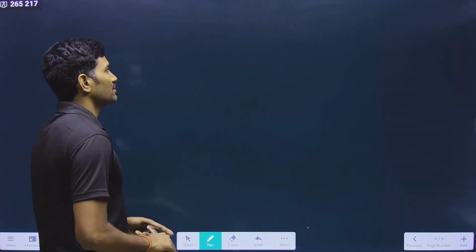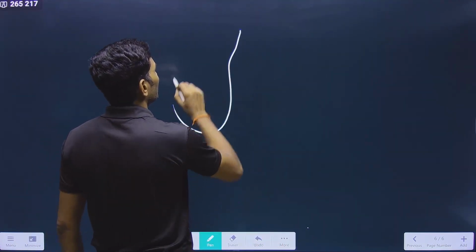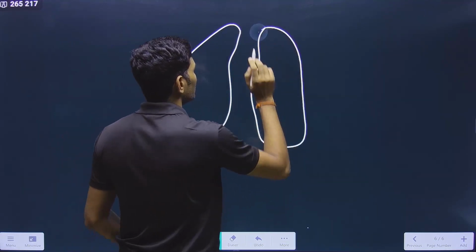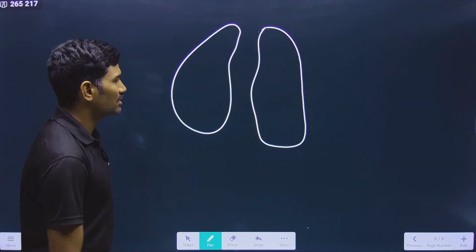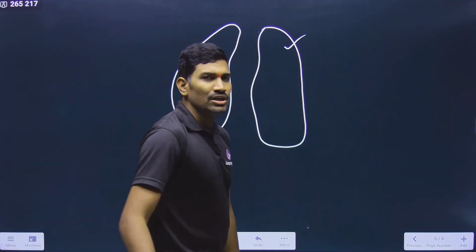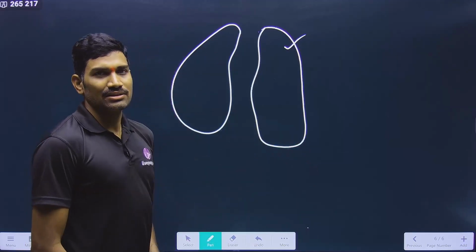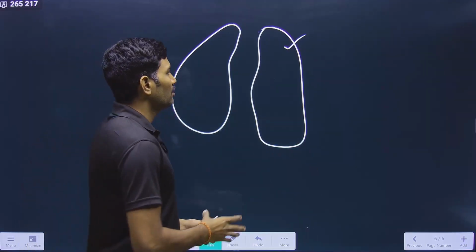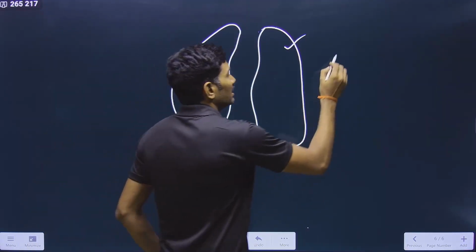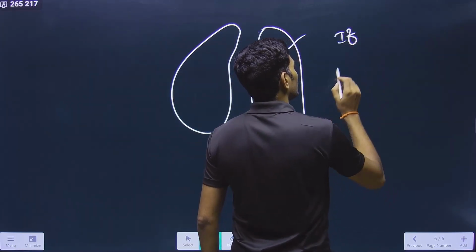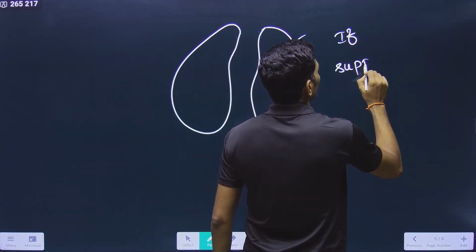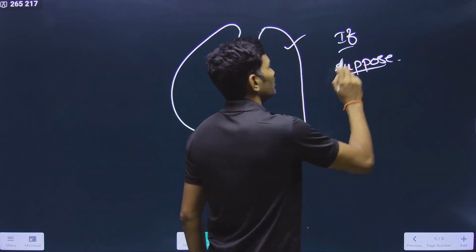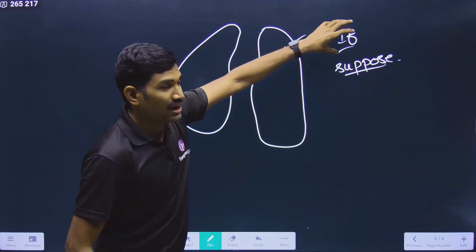Now I will give you one logical question, so try to understand this. Lungs are what? They are airtight containers. Yes or no? Lungs are airtight containers. Okay, now let us talk about one lung. Since it is an airtight container, please remember I am using the word "if". You can use the word "if", or you can use the word "suppose". Anything you can use.